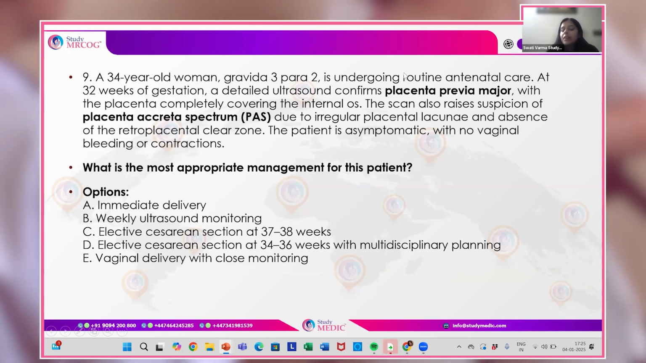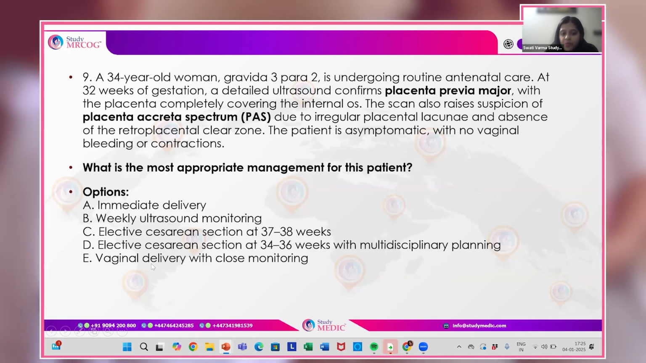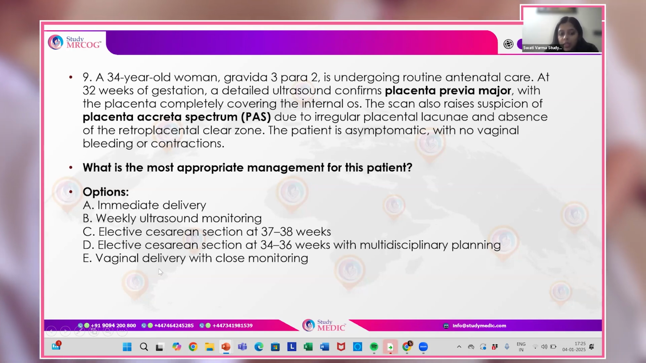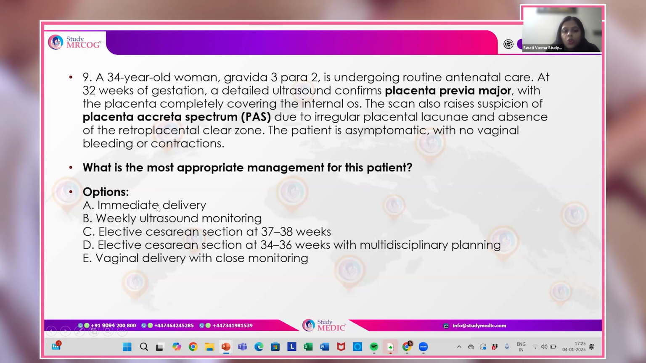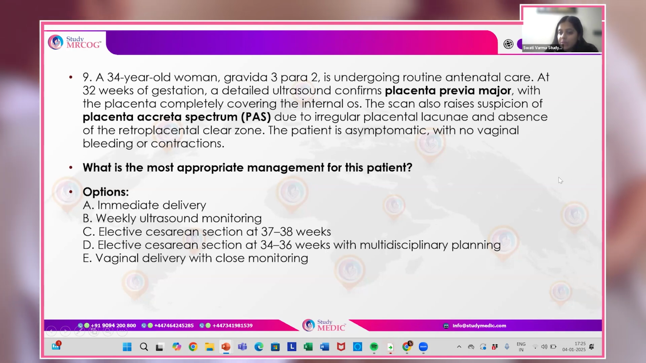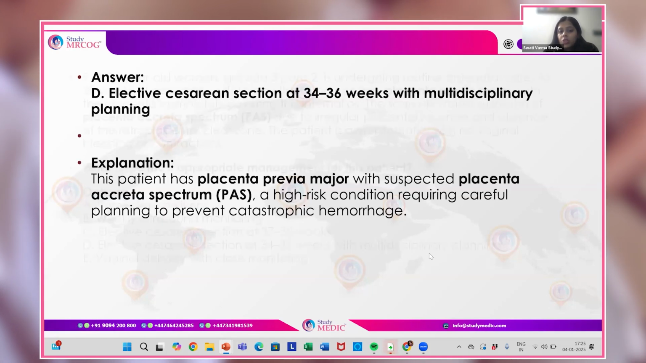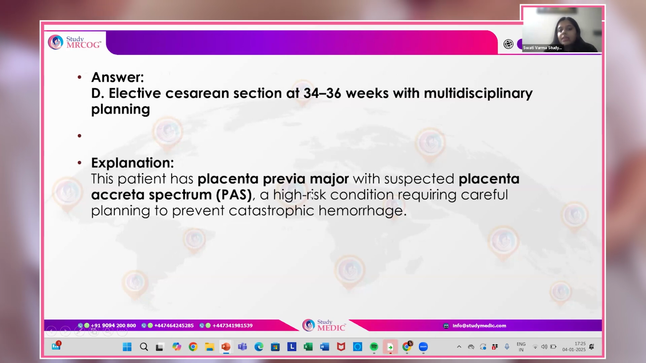Now, as soon as we get placenta accreta spectrum, the diagnosis should be confirmed, and multidisciplinary team settings should be there. So things like that are not given, but the options point towards when will you plan delivery. So one by one, if we look at the options, option D seems to be most feasible in this case. That is elective C-section at 34 to 36 weeks with multidisciplinary planning. So this stays the single best answer.